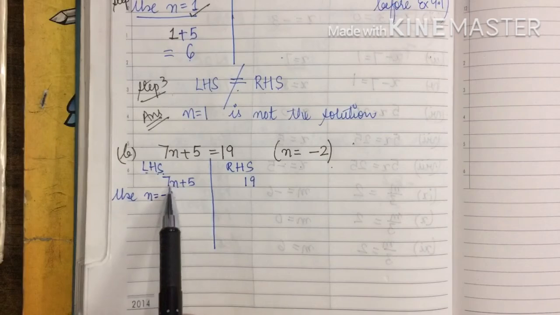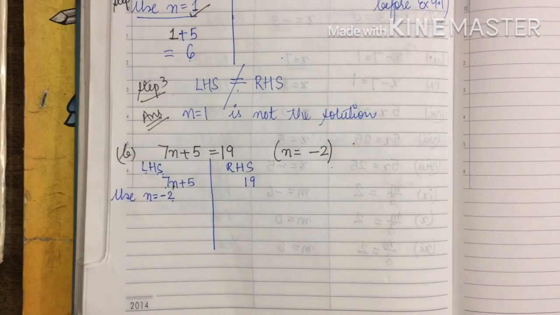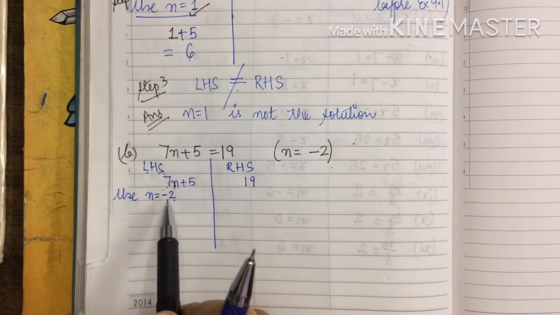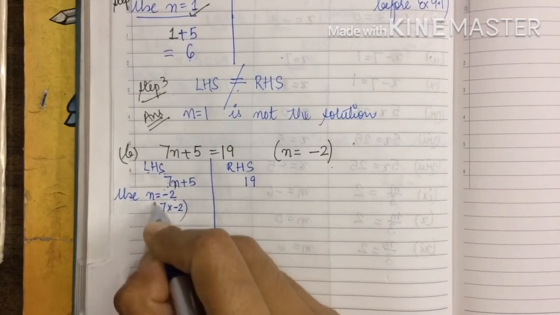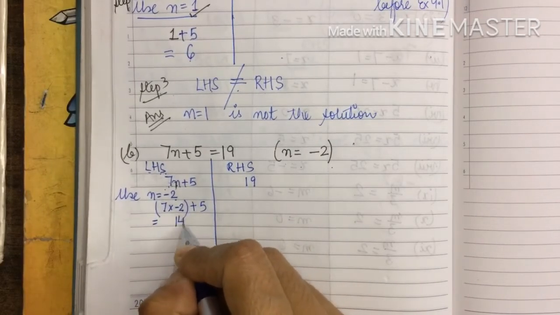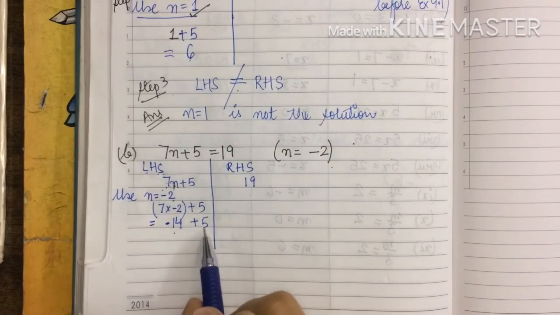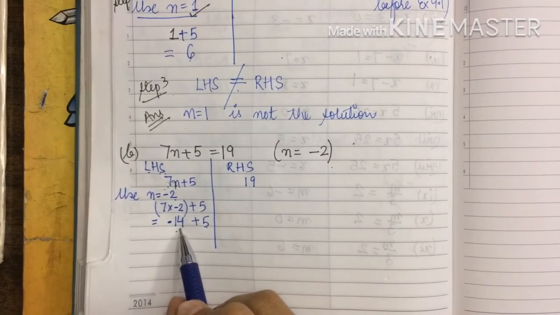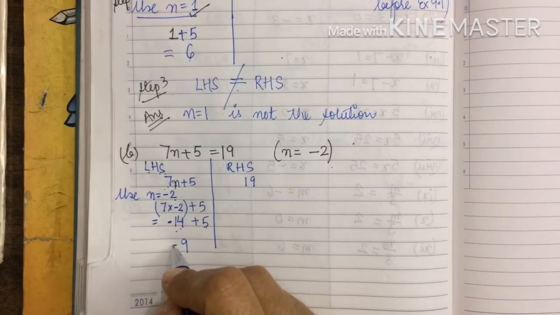Remember, this is 7n. This is 7 multiplied with n. So when I replace n by minus 2, I have to multiply with 7. So this will be 7 multiplied with minus 2 plus 5. So 7 into 2 is 14. We had a negative sign, so negative sign will be here with the answer. Plus 5. Now recall integers. Negative number, positive number. We will subtract. Subtracting 14 and 5, we get 9. The larger number out of these two is 14, which is negative. So the answer will be negative.